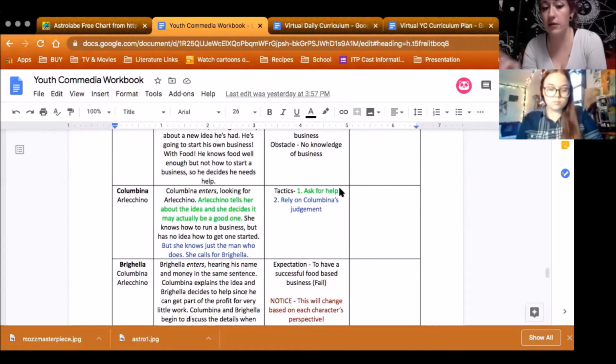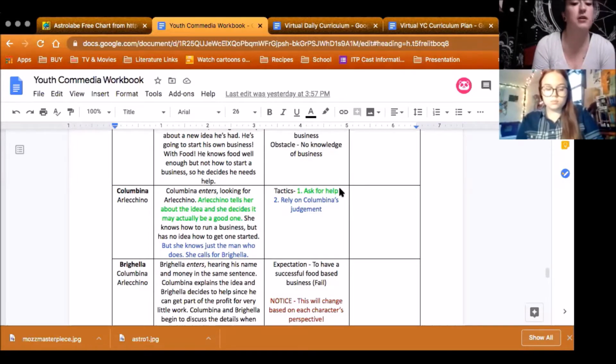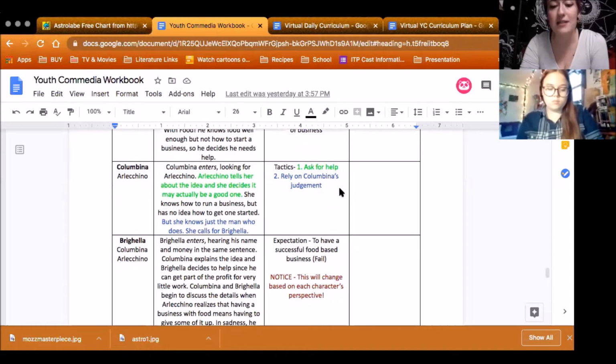So Arlecchino tells Columbina about the idea, and she decides it may actually be a good one. So the first thing he does to try to achieve this goal is he asks for help. The second one in blue is relying on Columbina's judgment. She knows just a man who does know how to get a business started, so she calls for Brighella. So he is relying on her judgment. That's his second tactic.